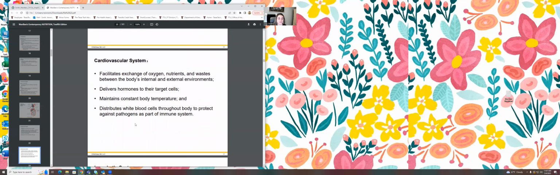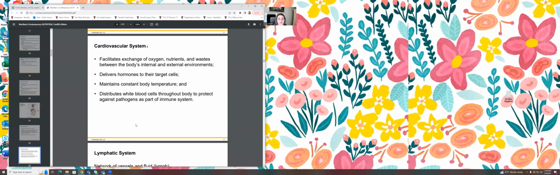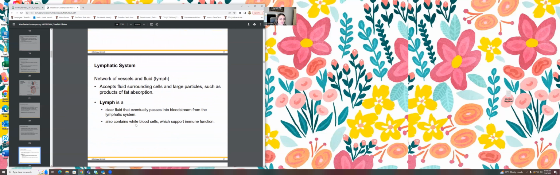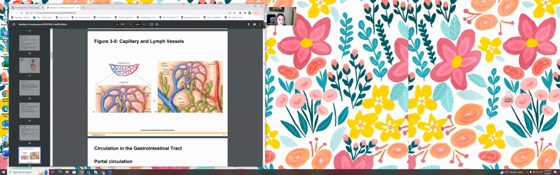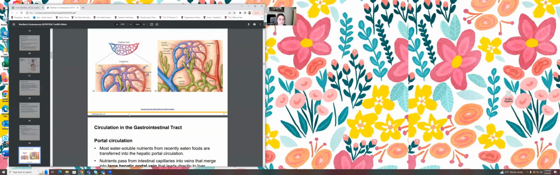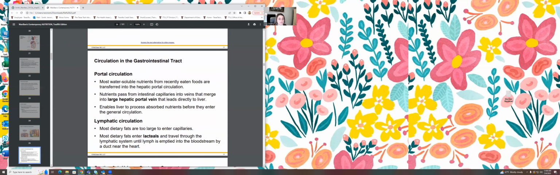The cardiovascular system facilitates exchange of oxygen, nutrients, and waste between the body's internal and external environments. It also delivers hormones to their target cells, maintains constant body temperature, and distributes white blood cells throughout the body to protect against pathogens as part of the immune system. The lymphatic system is a network of vessels and fluid that accepts fluid surrounding cells and large particles, such as products of fat absorption. So this would be like your lymphatic system within your capillaries, within your cardiovascular system.